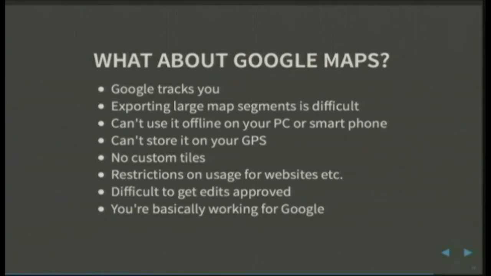If you want to export a large map segment from OpenStreetMap, depending on what format you want, you can say, give me an SVG of all of Melbourne, please, at a given resolution, and it'll set the zoom level for you so that you've got all the information that you care about. Google Maps is, I don't know whether it's impossible, but it's difficult to use offline or on your GPS, and I've not seen any ways to create custom map tiles for it.